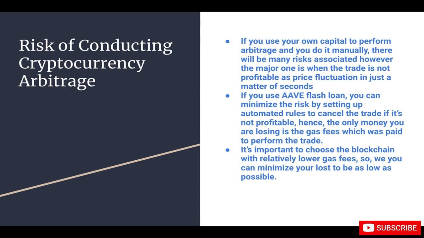And gas fees, I totally get it. If you're talking about Ethereum, it might be pretty expensive, right? But there are lots of other options besides Ethereum, like Solana or Polygon Matic, which we'll discuss later in the next couple slides. So the only money that you're losing from this trade not being profitable is gas fees, and gas fees might cost you less than $1 or less than $5 depending on what blockchain you're using, right?